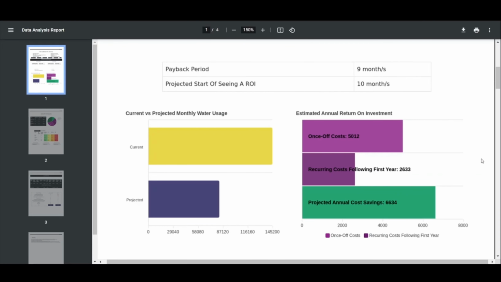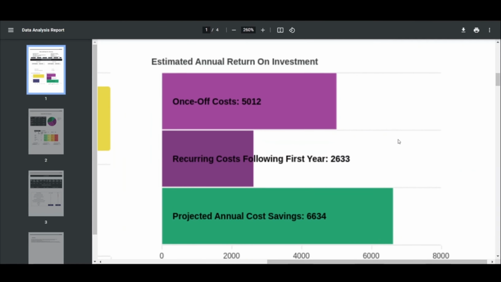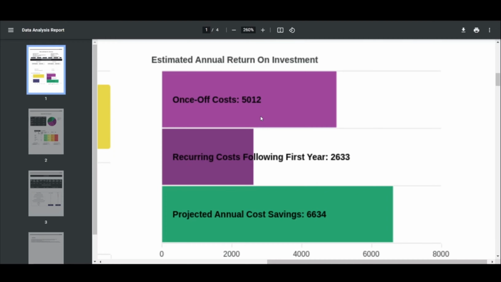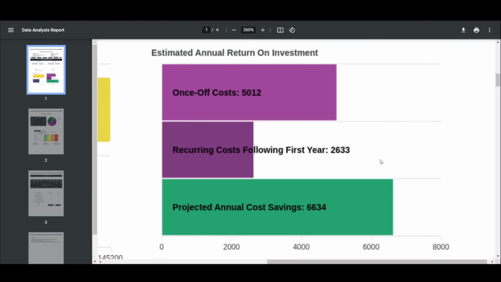In this estimated annual return on investment graph, we compare three important cost factors. The first being the once-off cost, which is the combination of the part upgrades, repairs, the labor to carry out these tasks, and your water monitoring device expenses. The recurring costs would be the subscription to those monitoring devices, along with their related services. When these two values are measured against your projected annual water costs, you immediately get an idea of whether all these upgrades will provide a return on the investment into your building's infrastructure or not.